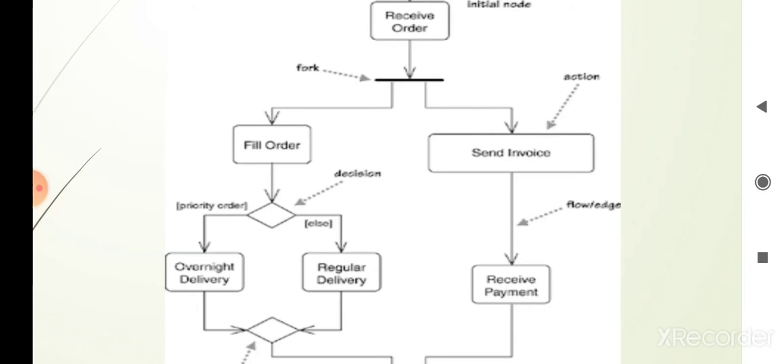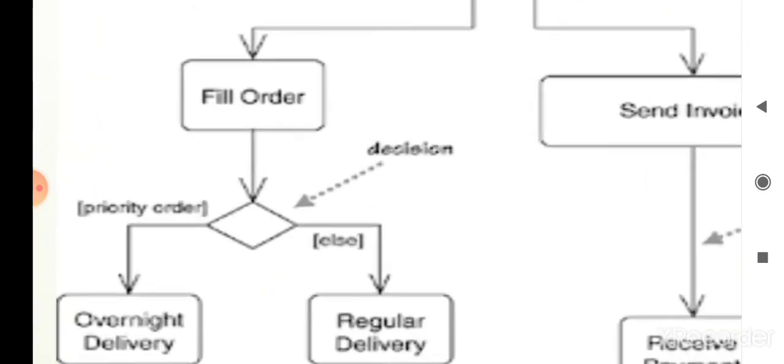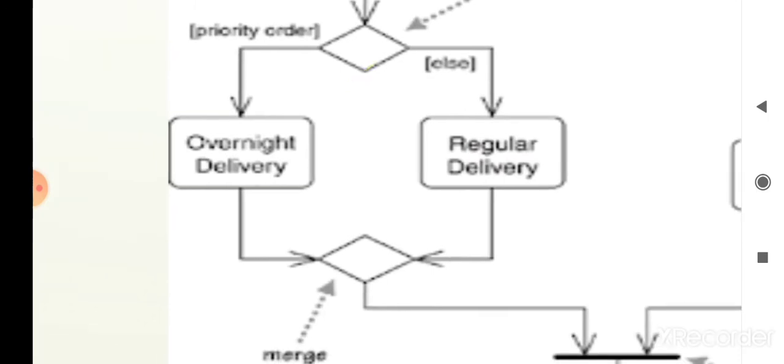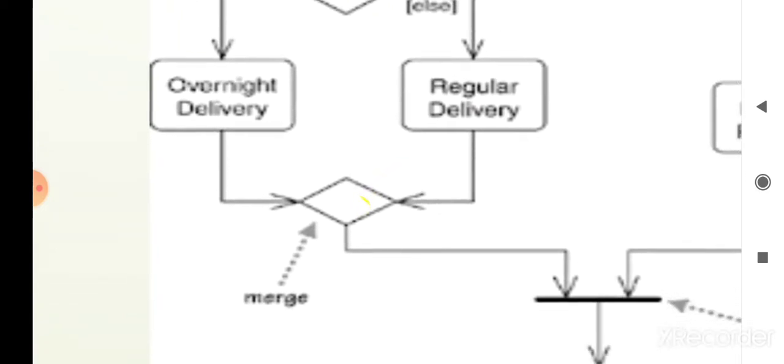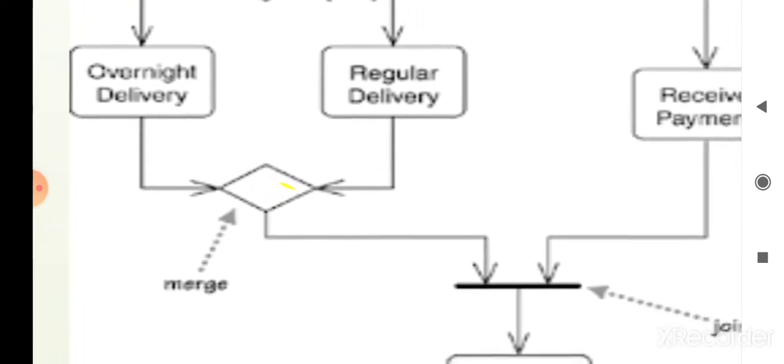Then here this is the decision. Here this is the decision symbol. Then again we can use one more decision-like symbol, but this symbol is the merge. This is called the merge. Then we can merge overnight delivery, regular delivery and receive payment together.